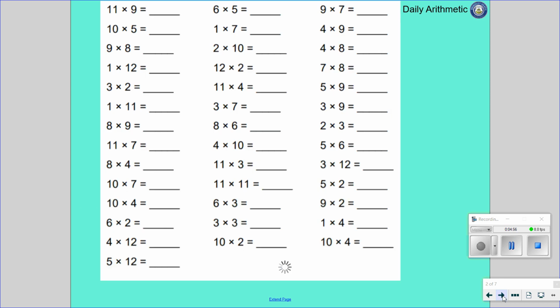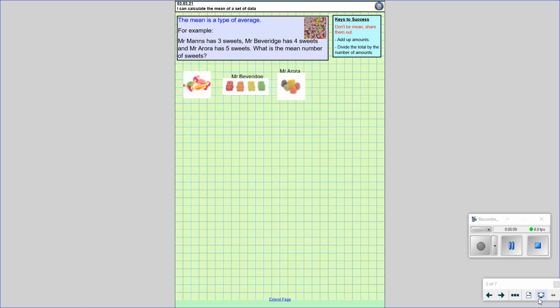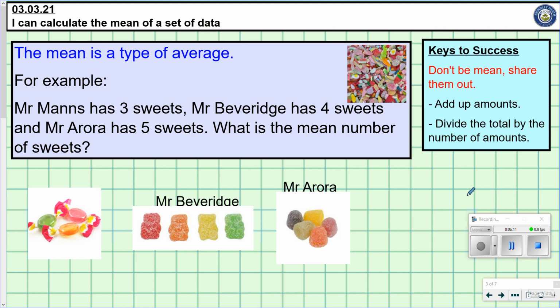Okay, over into our daily times table practice then. Give yourself a minute and have a go at the times tables on the screen. Okay, hopefully you've got on all right so far.